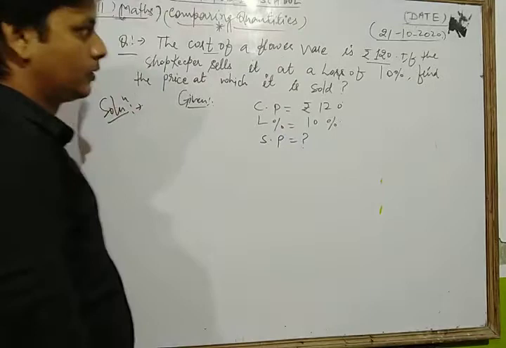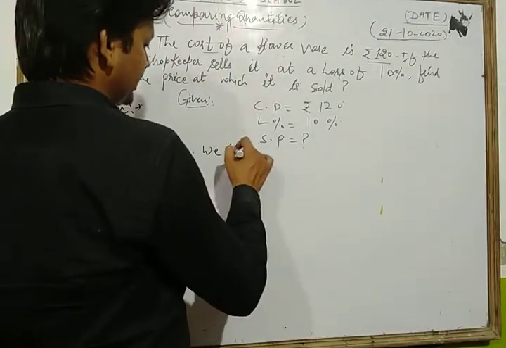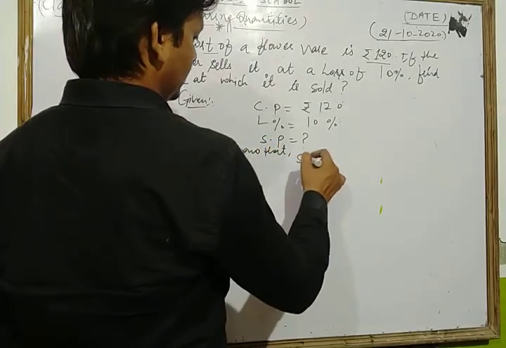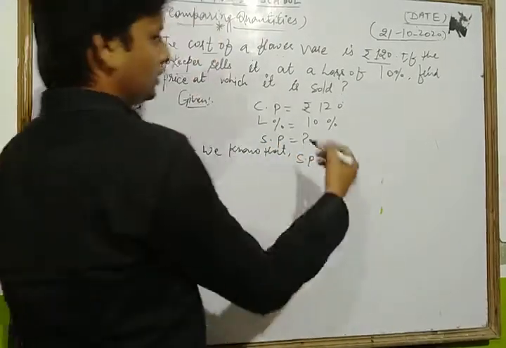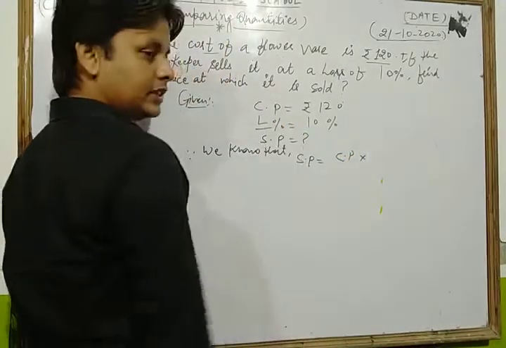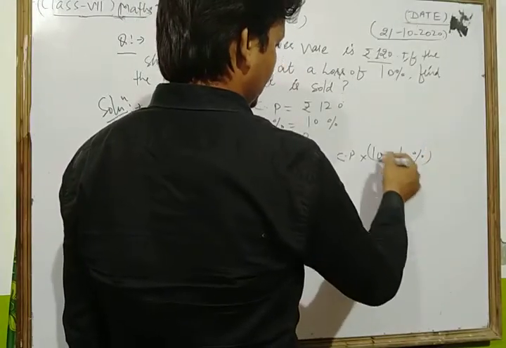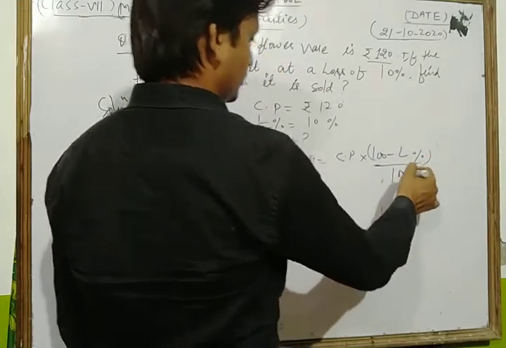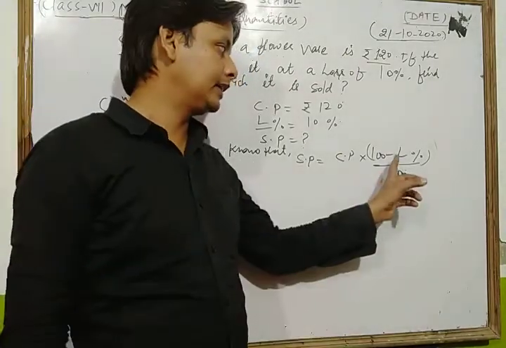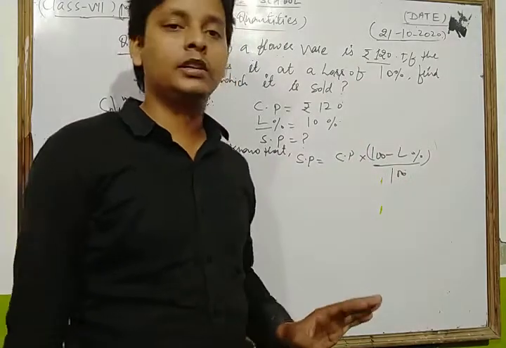Look, since we know the formula I just discussed, selling price is equal to cost price into 100 minus loss percent upon 100. Here loss percent is given, so we write 100 minus loss percent. If profit percent is given, then we apply the plus sign. Because here loss percent is given, we apply the minus sign.